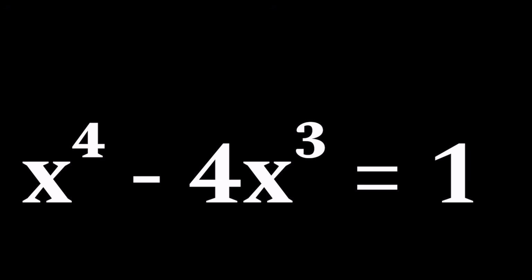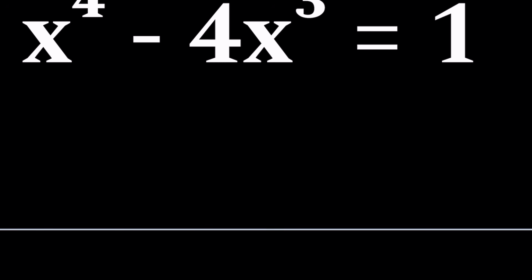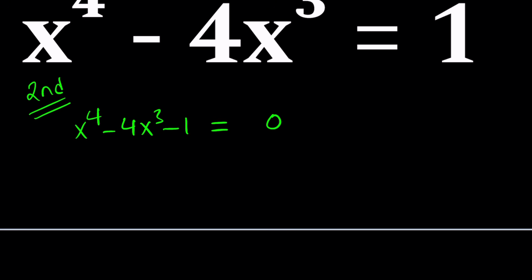And for the first one, I'm going to be using, actually this is meant to be the second, so we're going to start with the second method. The second method basically uses a pretty typical approach. So let's go ahead and put everything on the same side by subtracting 1 from both sides, so we can set it equal to 0. And then try to factor the left-hand side.